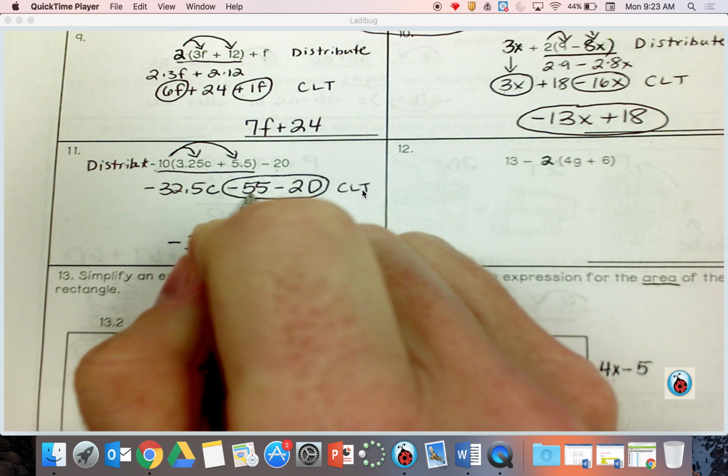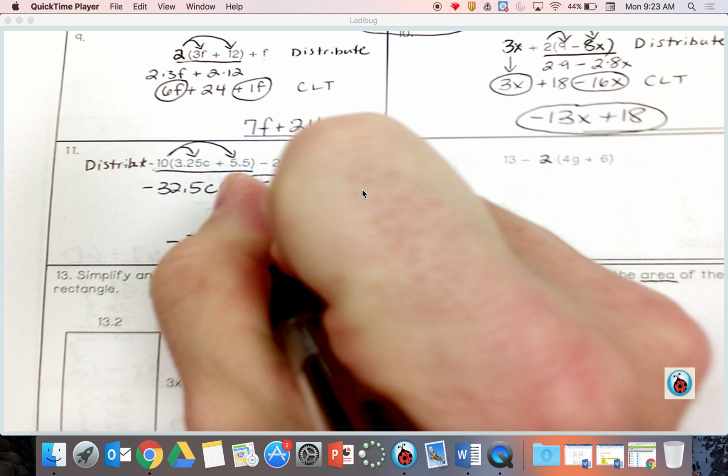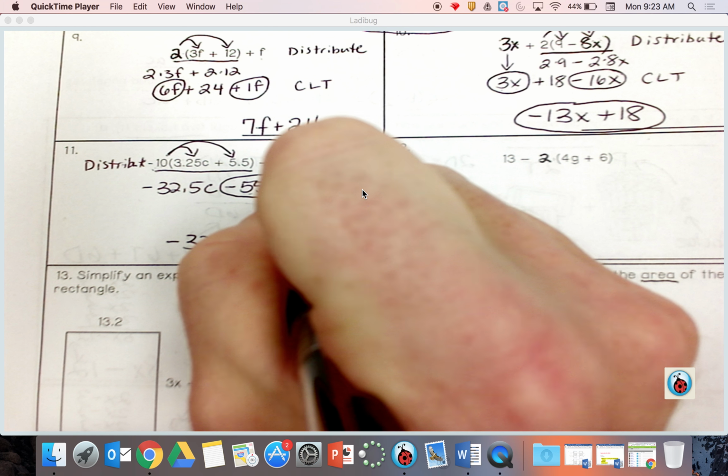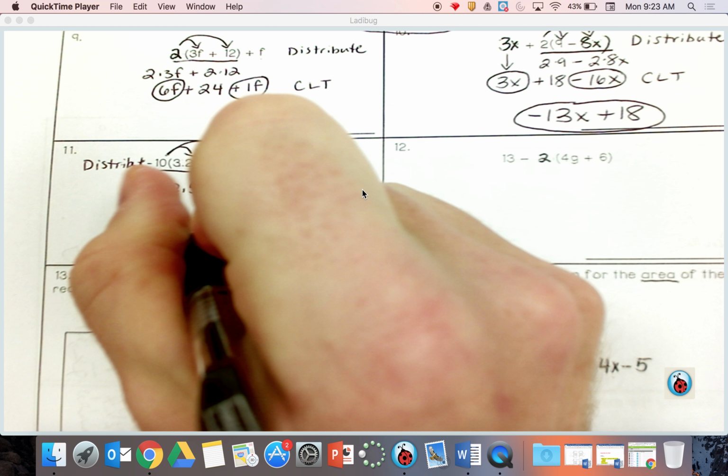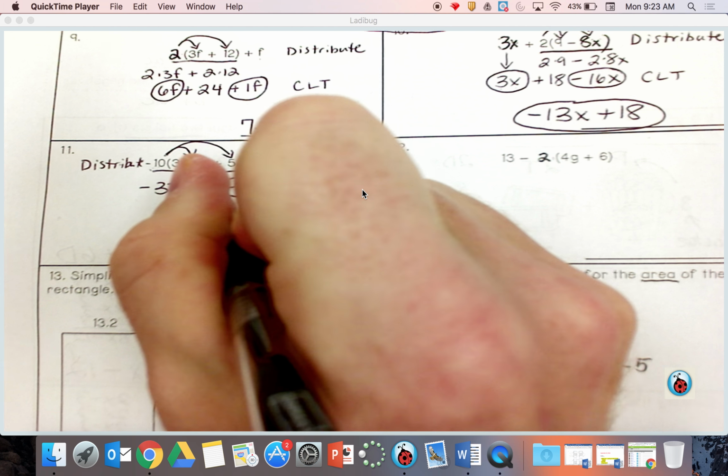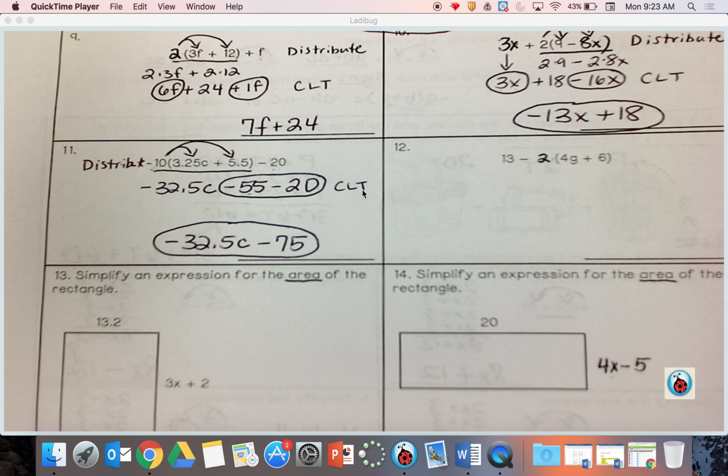Then I have negative 55 minus negative 20. That's going to give me negative 75, and that would be my solution. I'm done. So that's it. I distributed first, then I combined my terms. Those are just the steps: distribute, then combine. That's what I need to look at first.